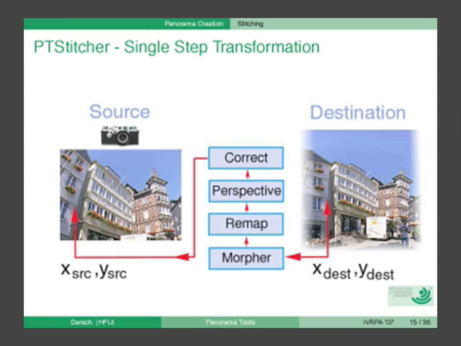For this we have to combine all the transformations mentioned in the previous slides, the correct, perspective, remap steps, there's a fourth one, a morpher step. We not only have to combine them, but we also stack them together. That means that we do not calculate a corrected, perspectively transformed intermediate image. This would be a waste of time, and it would also lead to serious image degradation because we would need to resample and quantize the image several times.